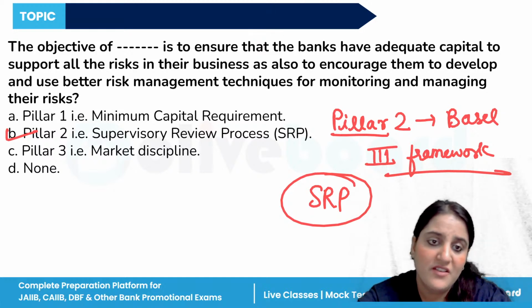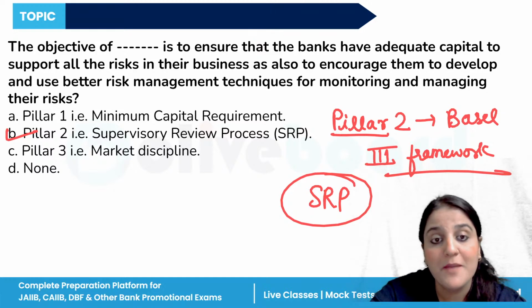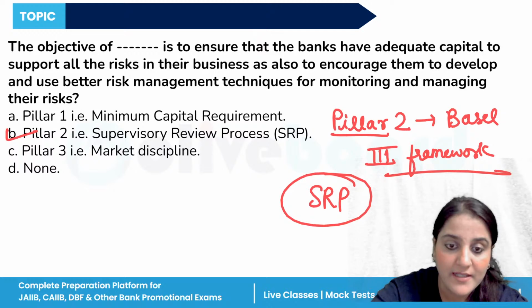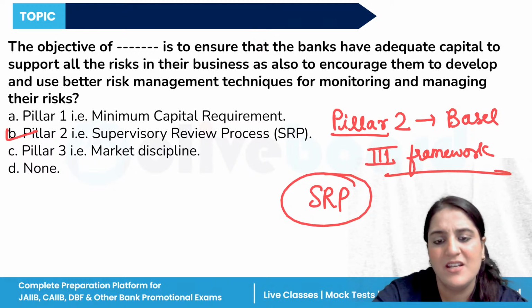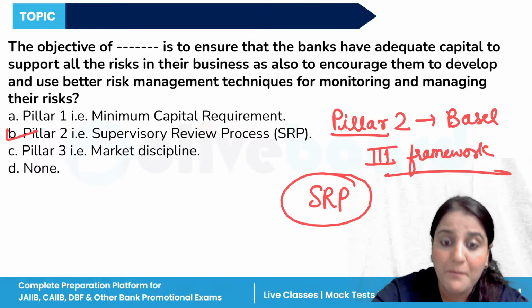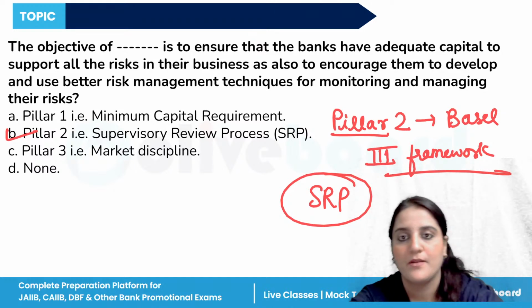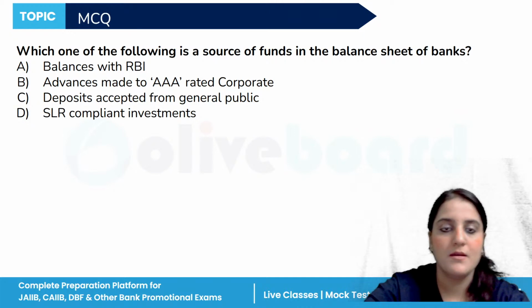No, Pillar 1 is not the correct answer, sir, because this pillar is set out for the minimum capital requirements that banks must hold to cover credit, market, and operational risk, and this does not directly focus on encouraging the development of risk management techniques. Pillar 2 is the answer. Okay?